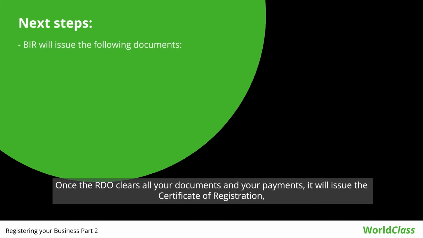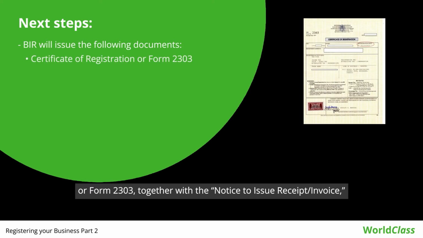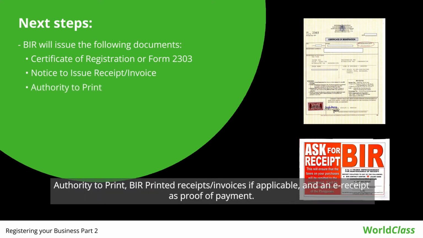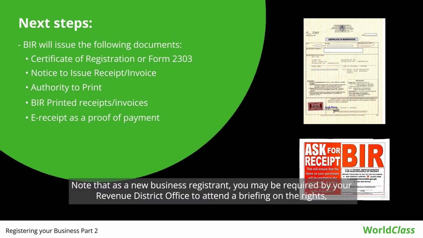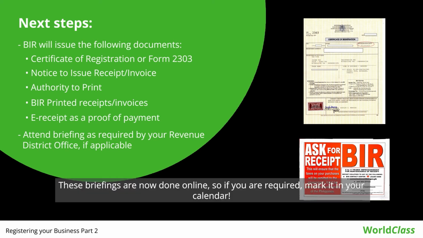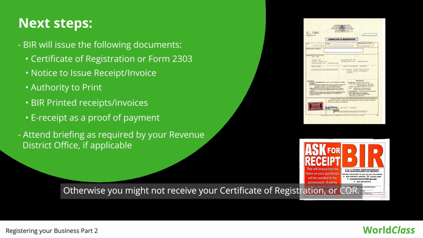Once the RDO clears all your documents and your payments, it will issue the Certificate of Registration or Form 2303 together with the Notice to Issue Receipt invoice, authority to print BIR printed receipts, invoices if applicable, and an e-receipt as proof of payment. Note that as a new business registrant, you may be required by your Revenue District Office to attend a briefing on the rights, duties, and responsibilities of registrants. These briefings are now done online, so if you are required, mark it in your calendar. Otherwise, you might not receive your Certificate of Registration or COR.